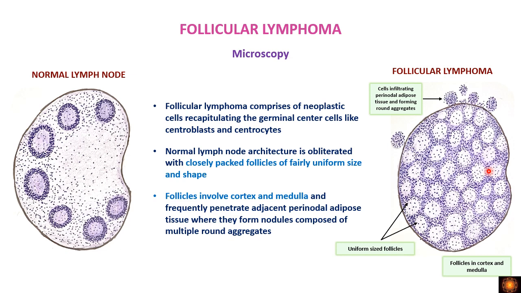And the tumor cells, these lymphocytes, invade the capsule and enter into the adjacent adipose tissue, and they also form nodules. So there are some other microscopic features, but these are the important ones. The tumor cells form follicles which are of uniform size and they are spread entirely in the lymph node, involving the cortex and the medulla.